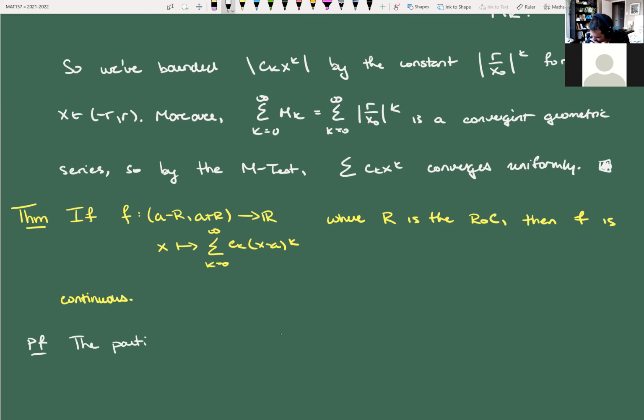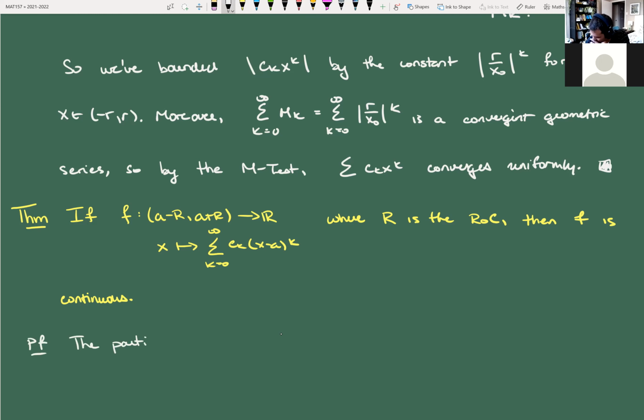Their uniform limit f is continuous on a minus r, a plus r for all r, like that, right? But that actually gives you continuity everywhere.